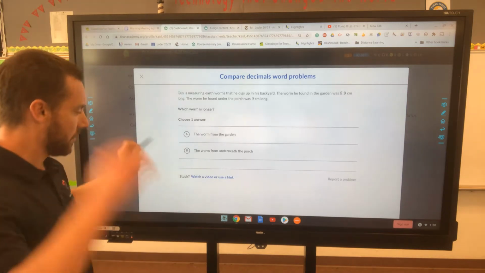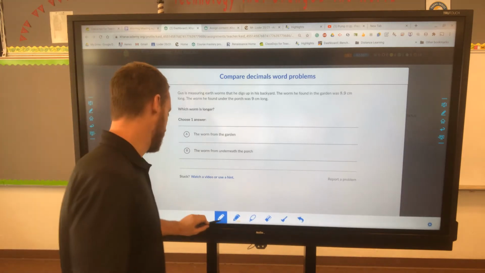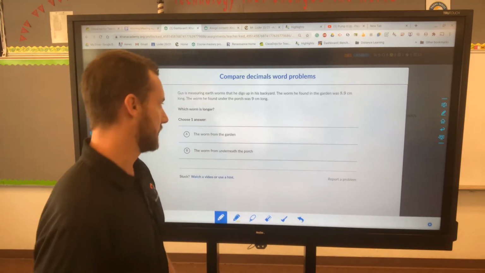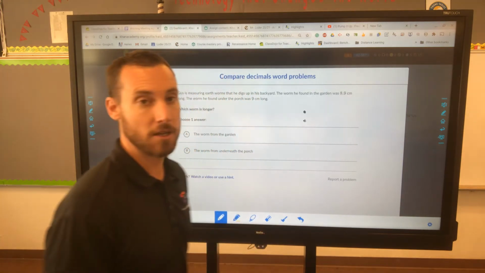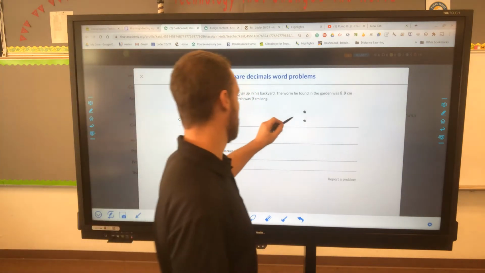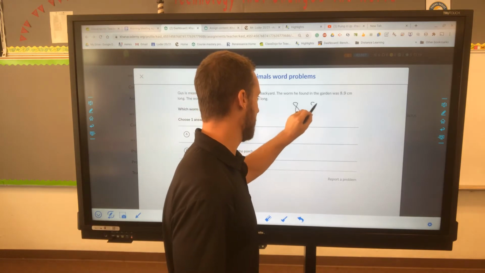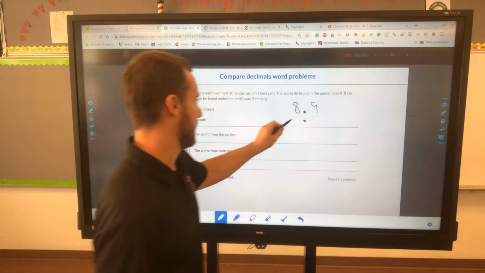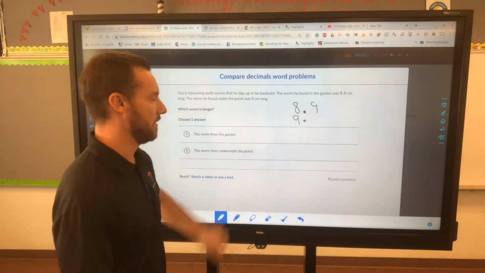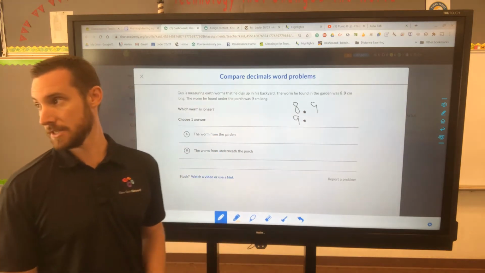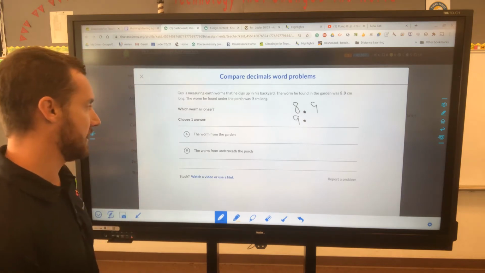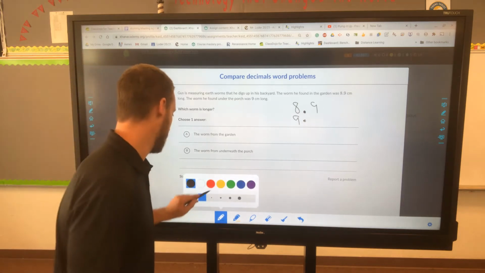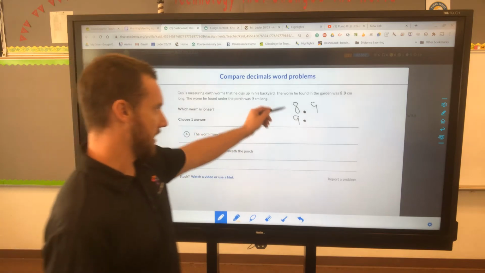So let's go ahead and compare some decimals. Let's put our decimal point, plug in our numbers. So we have 8.9 and we have 9 centimeters, right? So once they're stacked up just like this, it makes it super duper easy for us to see which one's greater, right? So we got 8 and 9.